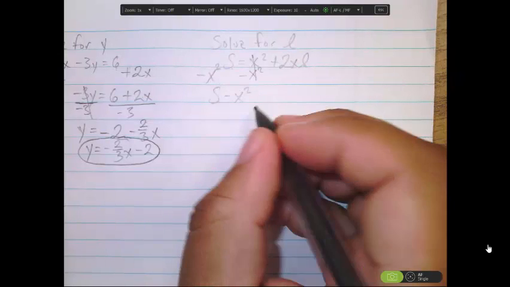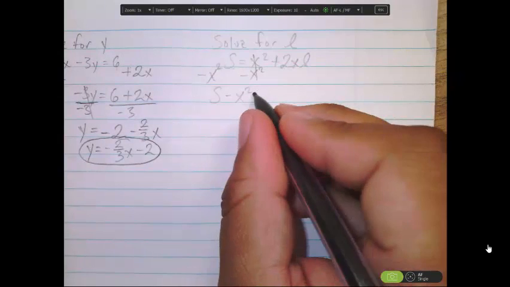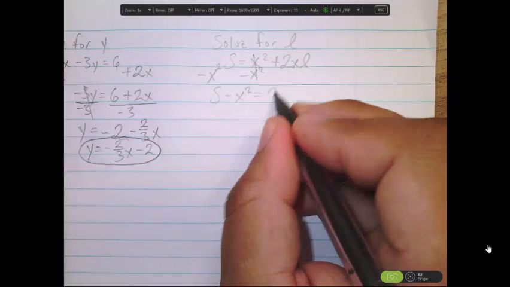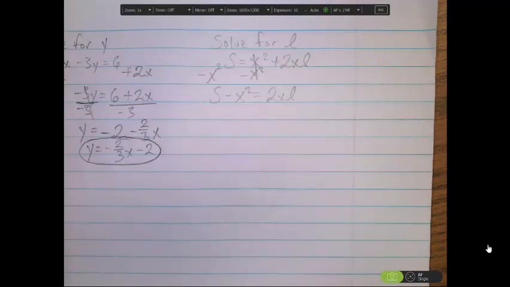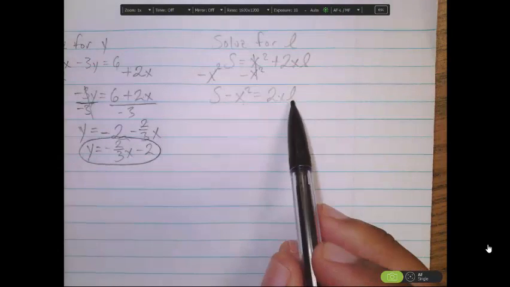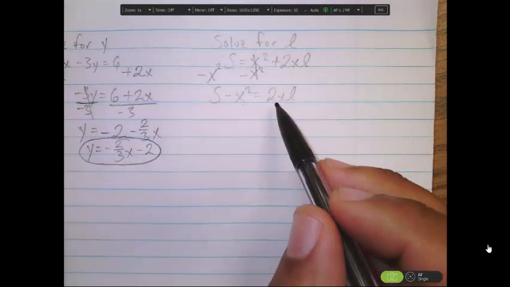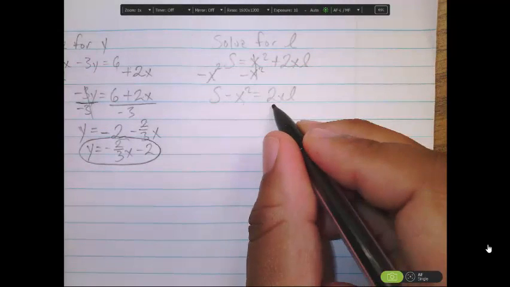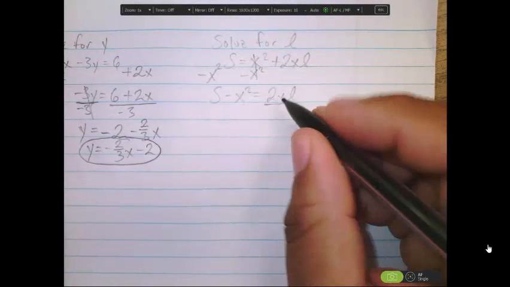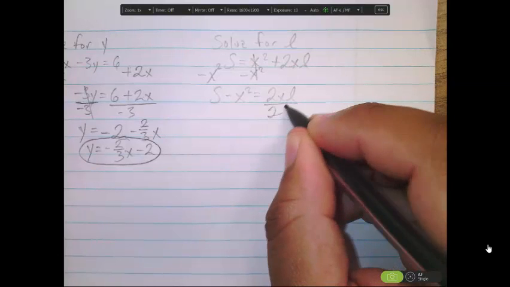The x squared just came over there, equals 2x times L. Okay, so that's the way our new equation looks. It's starting to look a little more manageable, all right? But we need to get rid of this 2x. So what is the opposite of timesing by 2x? Dividing by 2x. So we're going to divide by 2x.